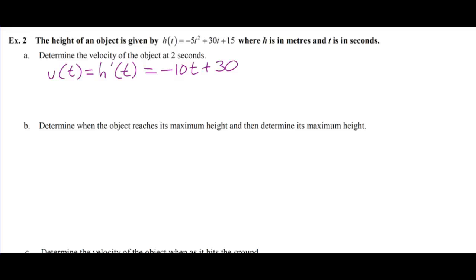Okay, so what is the velocity at 2 seconds then? So v of 2 is negative 10 times 2 plus 30, which is 10 units, meters per second. And there is a direction on that, right? It's positive 10. So it's going up based on a frame of reference, I believe.